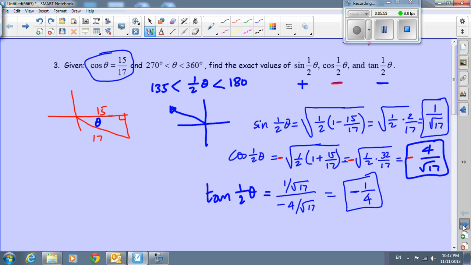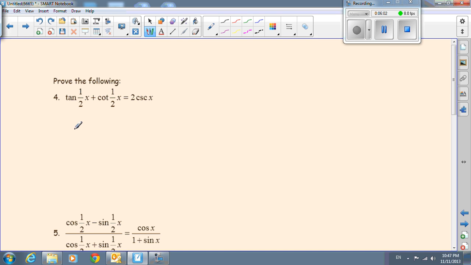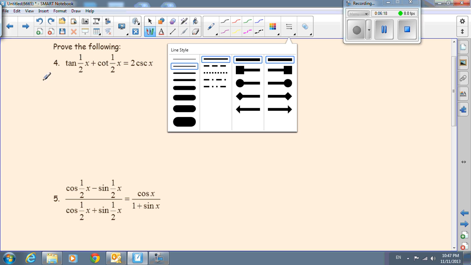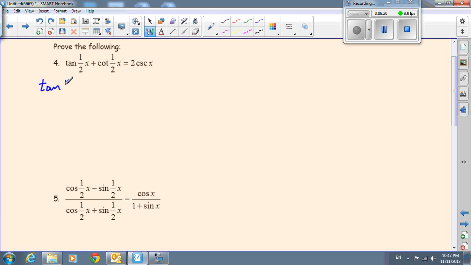Alright, let's move on to the next page. On this page, we try to prove that the tangent of 1/2 x plus cotangent 1/2 x is equal to 2 cosecant of x. So I will start by rewriting the side that I'm picking. I'll pick the left side in this situation.